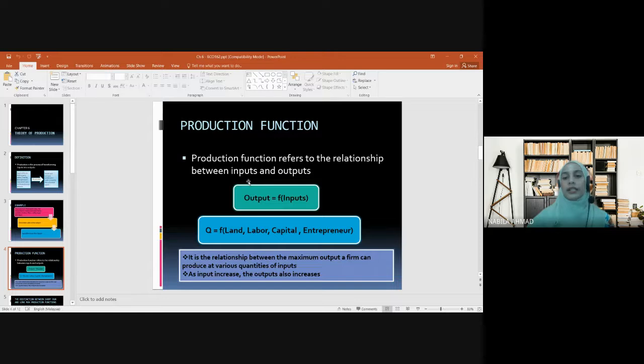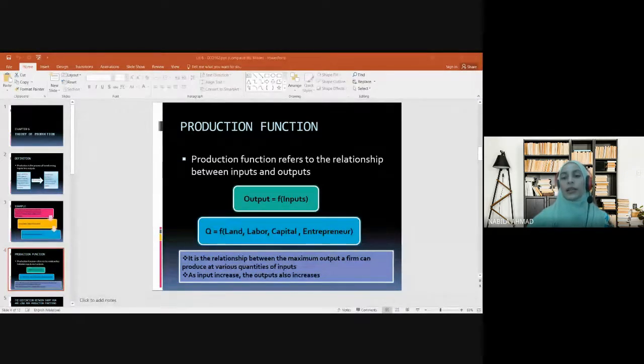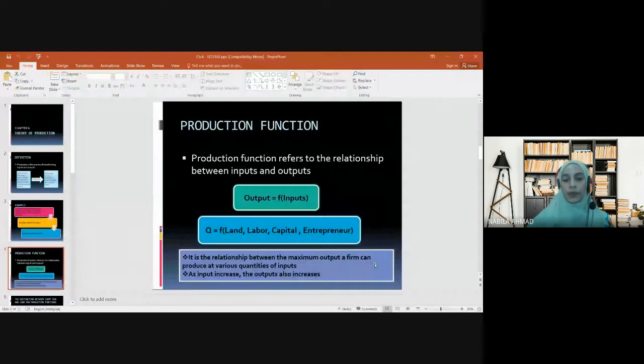So in the production, kita ada production function lah. It is the relationship between inputs and output. So output is a function of inputs. Okay? So Q is output. Quantity is a function of input. Input adalah factors of production, land, labor, capital, entrepreneur. Okay? So in order to increase our output, we have to increase our inputs. Kena increase land, labor, capital, entrepreneur.